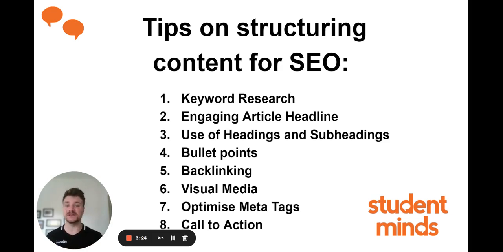Use images, videos, and other media to break up your content and make it more engaging. Optimize your images for SEO and use alt text and file names. We'll look at this in Workshop 6. Optimize your meta tags, which are your title and descriptions, for your target keyword and make them compelling enough to entice users to click through to your content. And we'll look at this in Workshop 8. Finally, include a call to action at the end of your blog post to increase user engagement and drive those conversions.